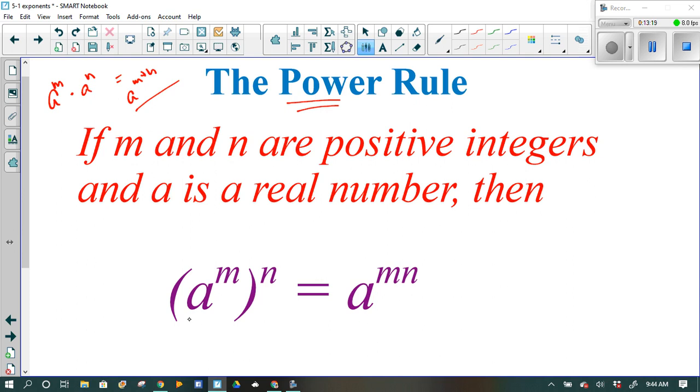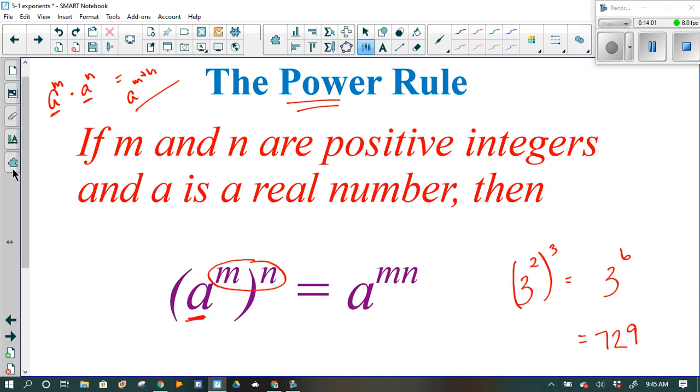Okay, so now a to the m to the n. Now you're going to multiply your exponents. For example, if I have 3 squared to the 3rd power, okay, so that means 3 to the 6th power, which we would put in our calculators and get the actual numeric value, which would be 729. Okay, so if the bases are separated, then you add your exponents. If there's one base, power to power, you multiply.